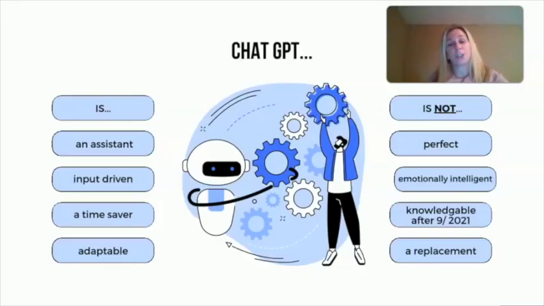The 8 things to know about Chat GPT are what it is and what it is not. You can see here there are 2 columns to clearly define the 2. Chat GPT is an assistant. It is input-driven, it is a time saver, and it is very adaptable. Chat GPT is not perfect. It is not emotionally intelligent. It is not knowledgeable after September 2021, and ChatGPT is not a replacement for human beings.